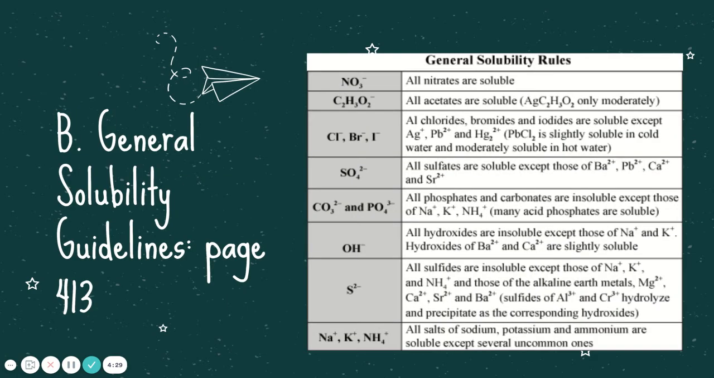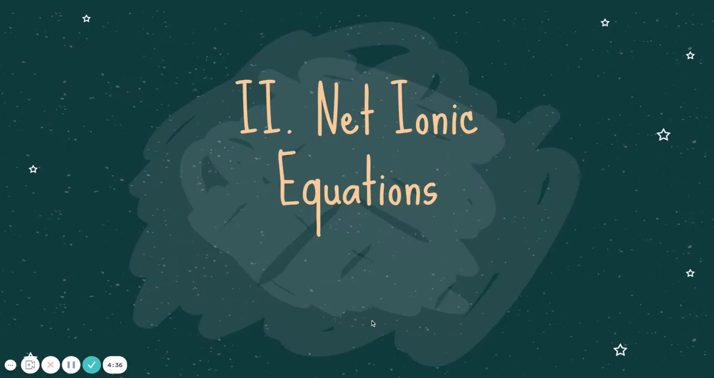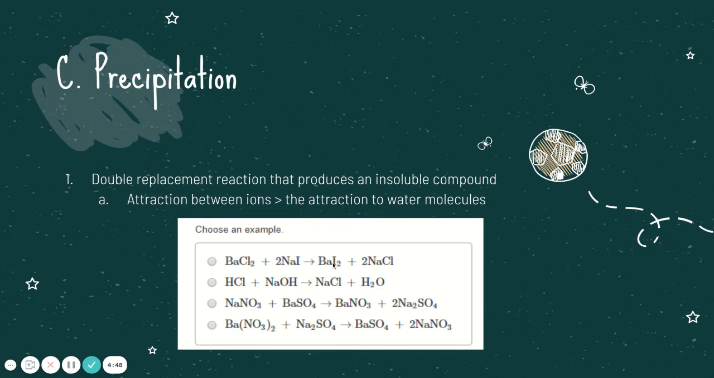So I'm going to go back and check out iodine. Iodine, nitrate, and sulfate. Okay, so iodine, there is no exception for barium. So that means that barium iodide is soluble. So this reaction would not create a precipitate. Therefore, it's not a precipitation reaction.